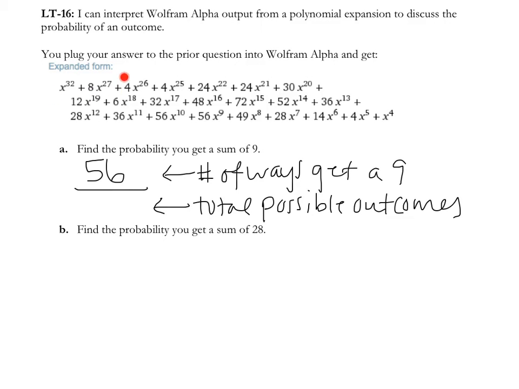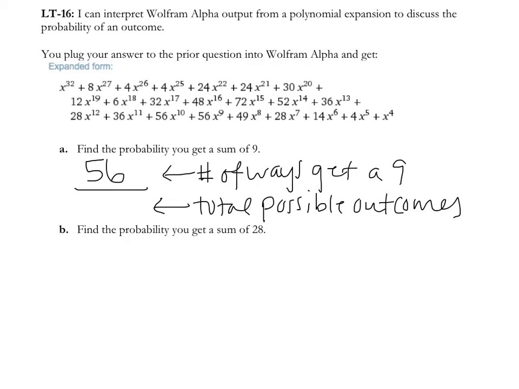But then there's 4 ways of getting a 26. So far we have 1 plus 8 plus 4 different outcomes. Then there are also 4 different ways of getting a 25. So far there are 1 plus 8 plus 4 plus 4 different possible outcomes. So what you have to do is add up all the different coefficients in order to figure out the total number of possible outcomes.